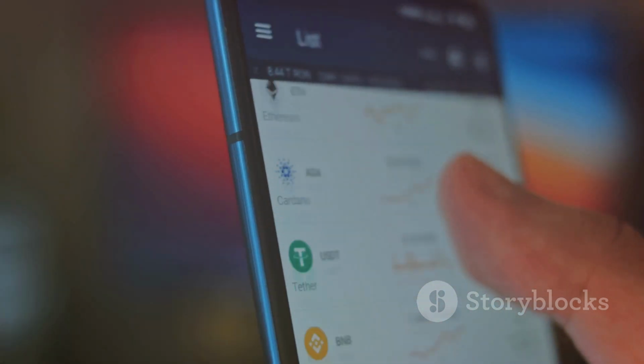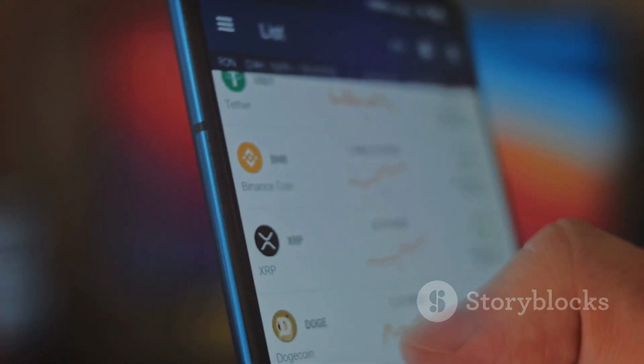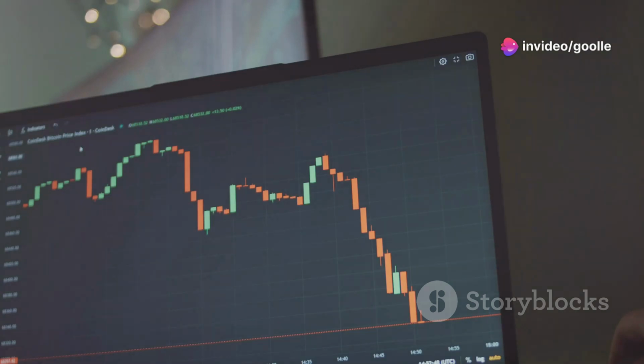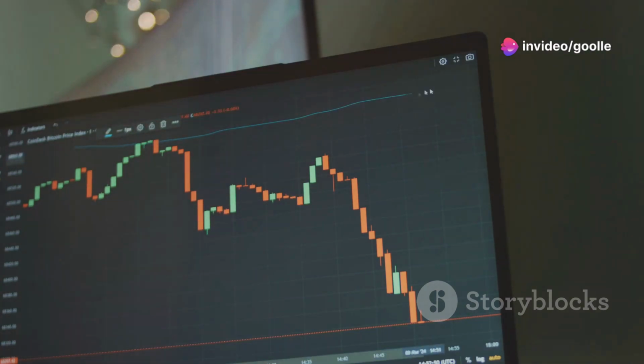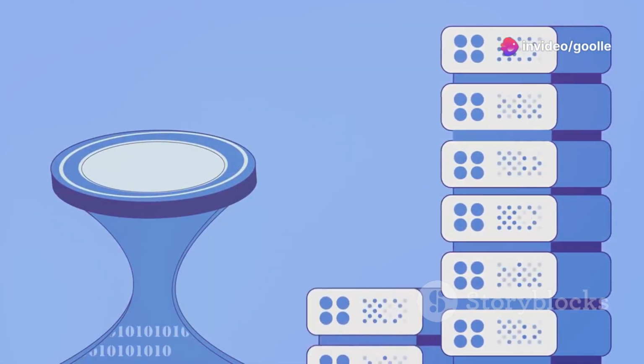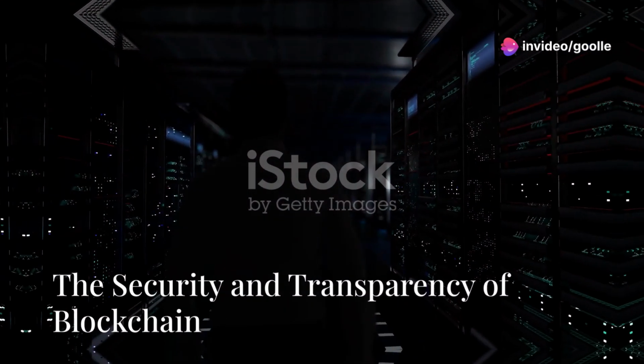Blockchain provides the secure and transparent platform for tracking and managing transactions made with cryptocurrencies. It ensures that every Bitcoin transaction is recorded, verified, and tamper-proof. This decentralized and secure nature of blockchain is what makes cryptocurrencies so appealing to many people. It cuts out the need for intermediaries like banks and gives individuals more control over their money.